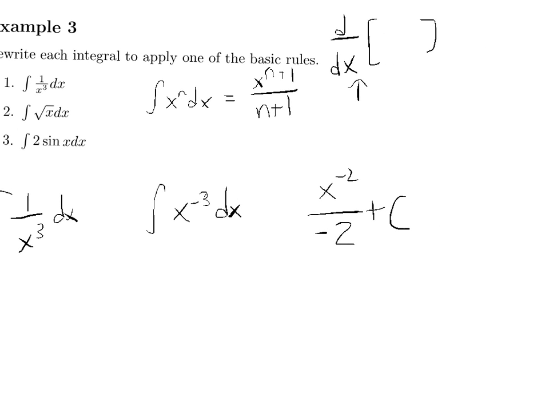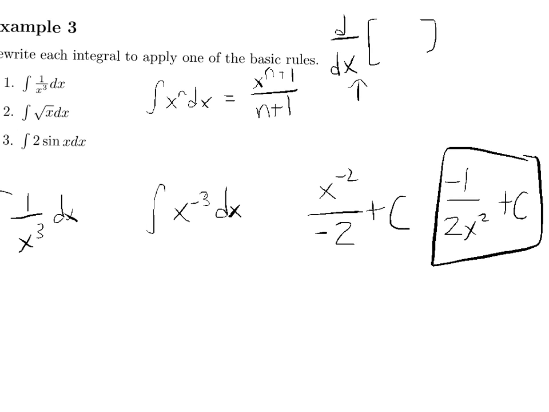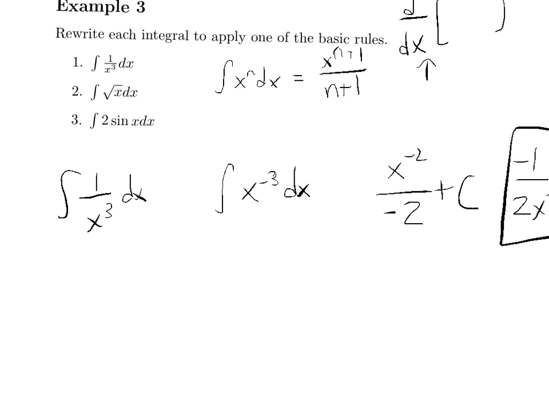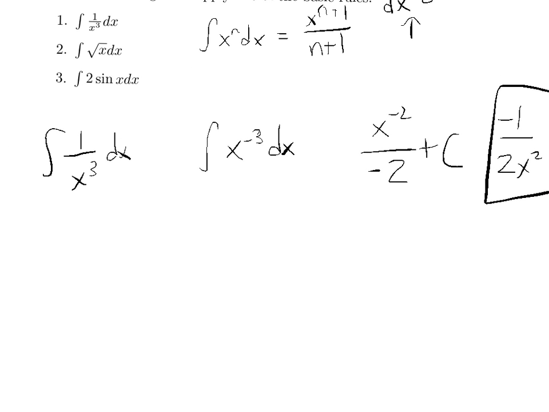Okay, and so if we write a final answer, we can move the negative to the top and move the x to the bottom. We would get negative 1 over 2x squared plus c. There's our final answer. All right, that's pretty straightforward. Okay, most of the ones that we're rewriting here are polynomials of some sort. So this next one is similar.